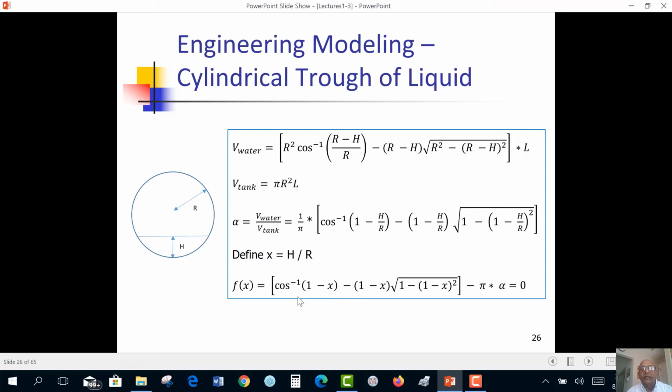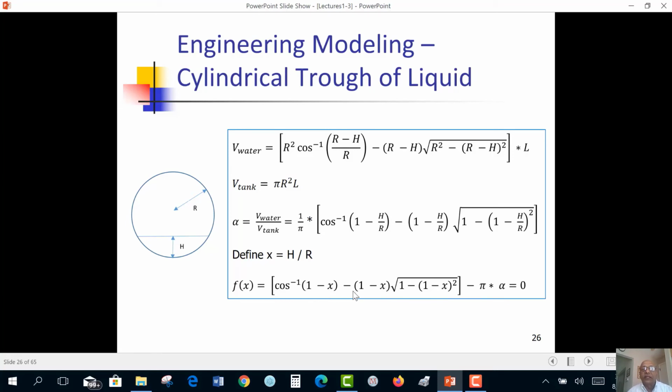So if we take this pi to the other side, we will have pi times alpha. So this bracketed term minus pi alpha is 0. This whole left-hand side, we say, is a function of x, because we know everything here except x. So in this equation, if we are given a value of alpha, let's say 0.2, 20% full, we want to find out what is the fill ratio, x.